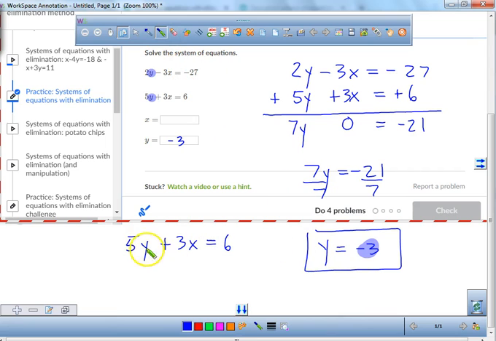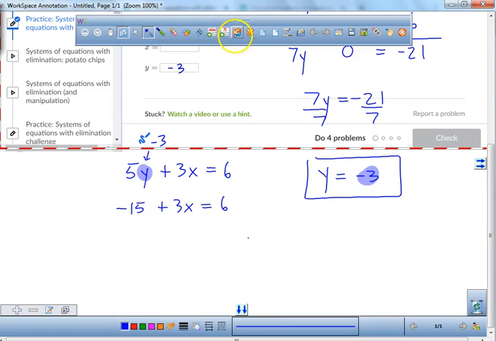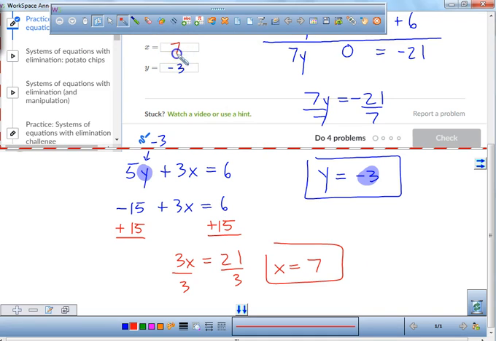All right? So what are we going to plug right in here to that y value? We're going to plug in a negative 3, all right? Plug it in. 5 times negative 3 is negative 15, all right? Now, how do I get rid of a negative 15? The only way to get rid of a negative 15 is to add 15 to both sides. When we add 15 to both sides, we get 3x equals 21. And when you divide both sides by 3, you get x equals 7. So what number would I plug in right here? I plug in a 7.